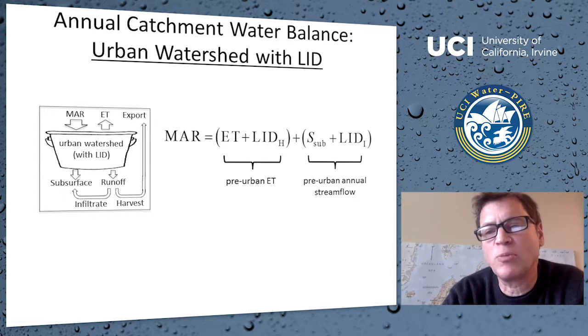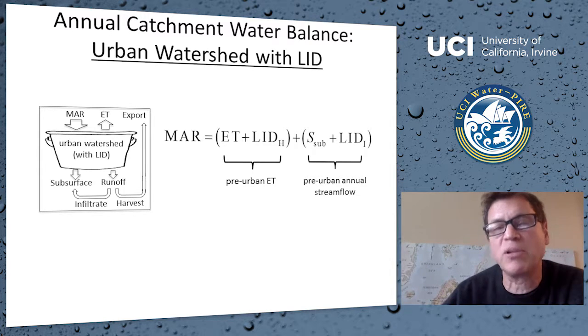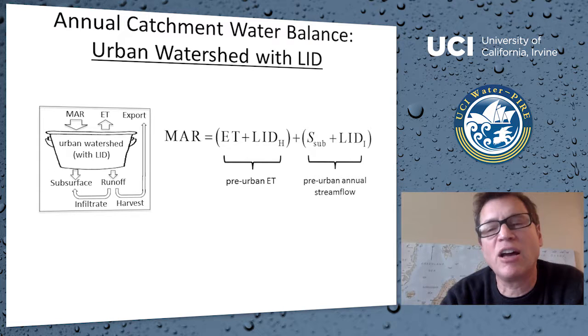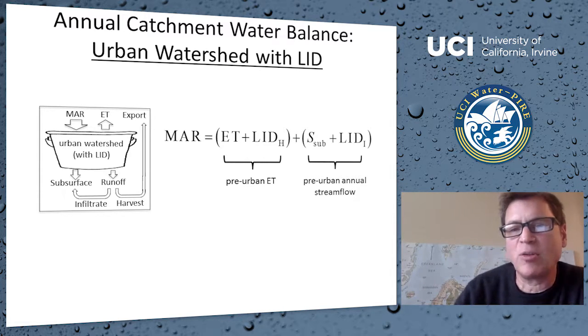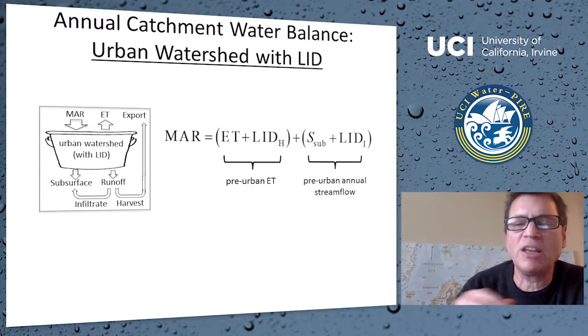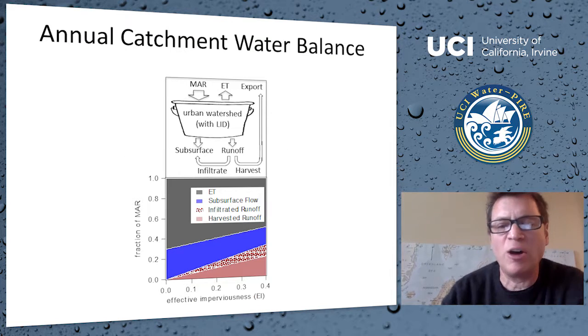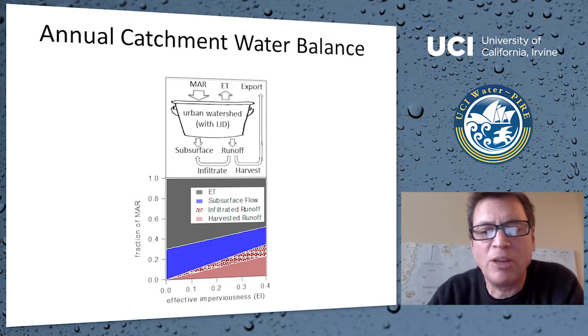And then the second term represents the pre-urban annual stream flow, again through subsurface routes, which in the urban case basically becomes a combination of what is left to infiltrate plus the infiltrated LID that we implement in the watershed. So that's kind of the basic concept. And if you go to the next slide, we're showing that replumbing graphically.